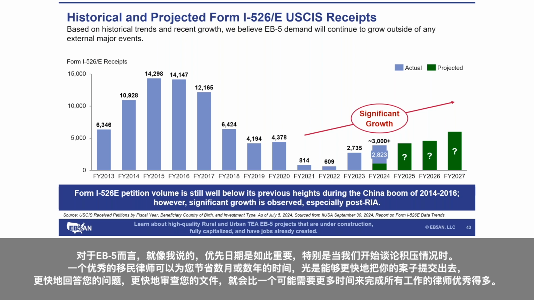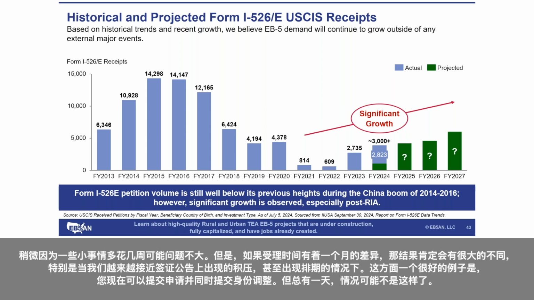EB-5, like I said, priority date is so important, especially when you start talking about backlogs. A good immigration attorney could save you months or years even by getting your case out the door much faster and responding to your questions, reviewing your documentation faster, versus an attorney who might be taking a little bit more time to get everything done. A few weeks here and there may not be an issue, but if you're talking about a month of difference, it certainly makes a big difference, especially as we get closer and closer to a backlog even appearing, a retrogression appearing on the visa bulletin.